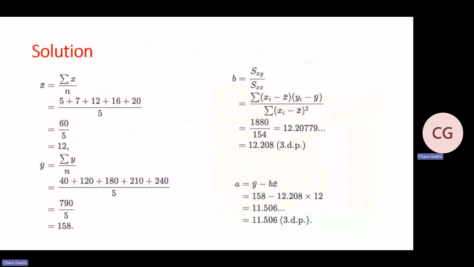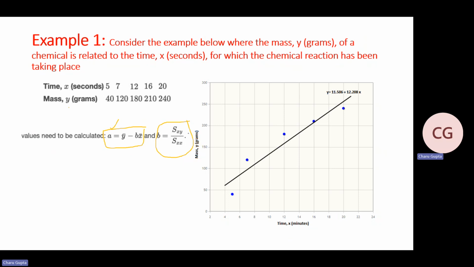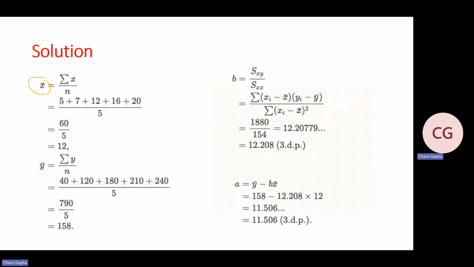So we have the x values and y values. First, we'll find out the x mean, the x bar or the average. I have taken all the values of x, which are 5, 7, 12, 16, and 20, and divided by 5. I got the x bar as 12. हमने सबसे पहले x और the independent variable का average find out किया, right?